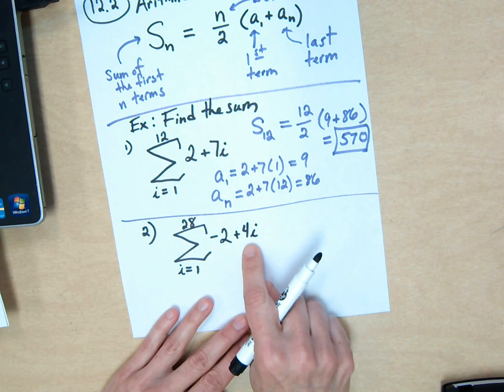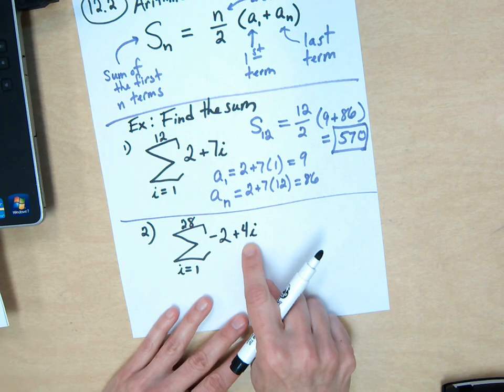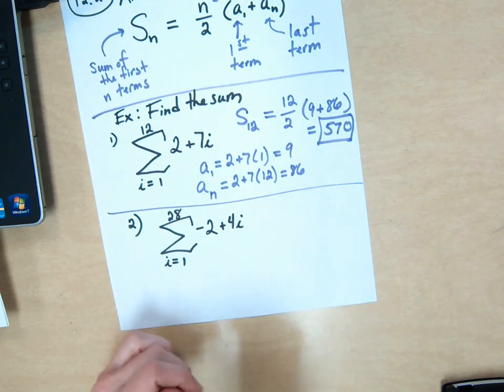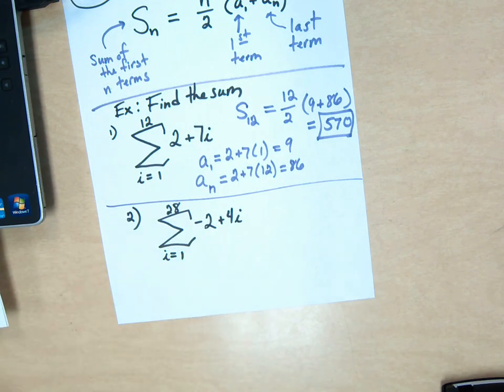So it's like an index. And you use it in computer science a lot. We like to program using the variable i. Okay, so here we go. The sum then of the first 28 terms, all 28 terms.